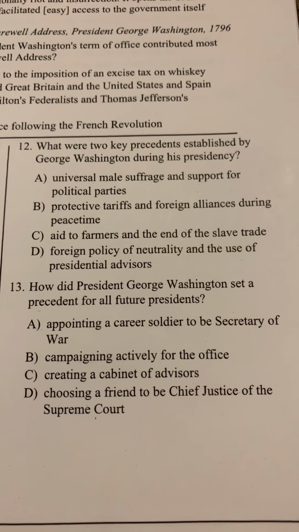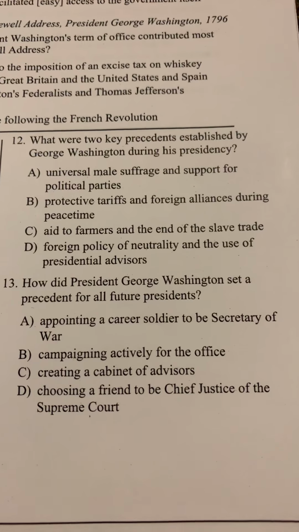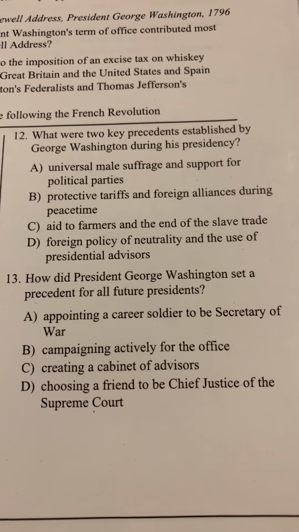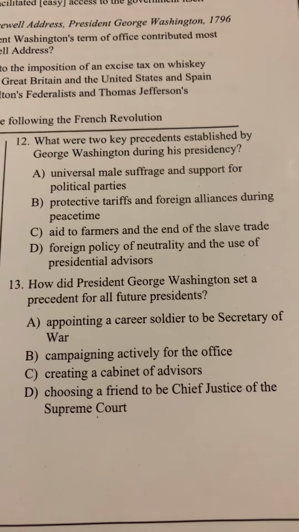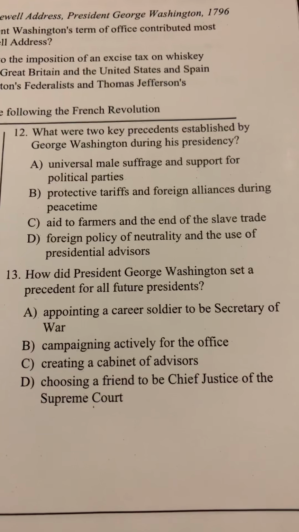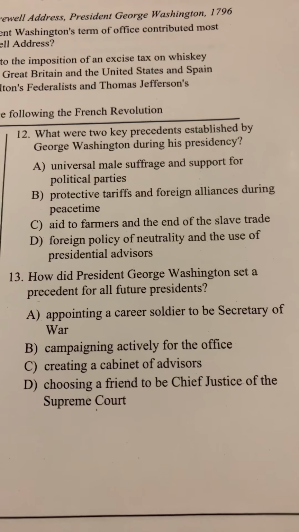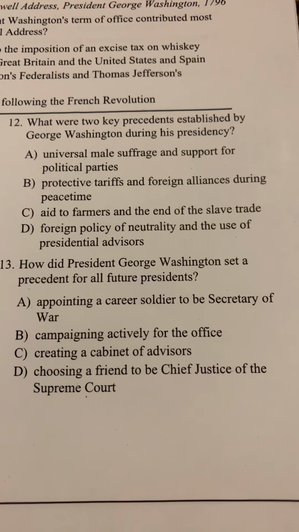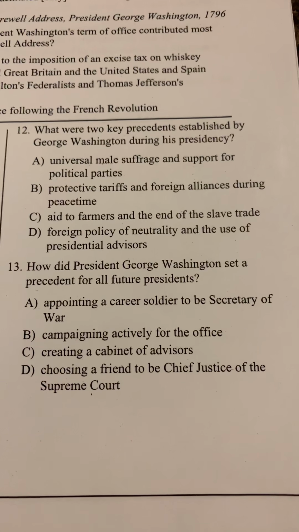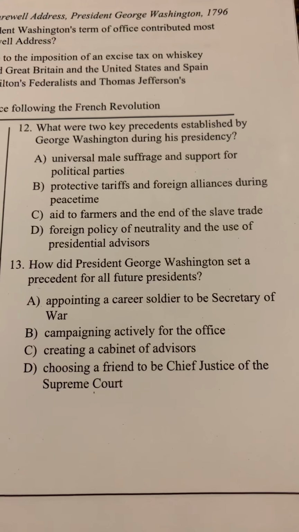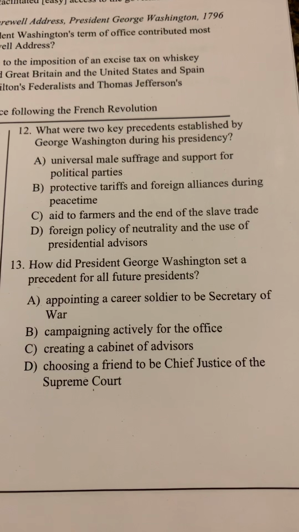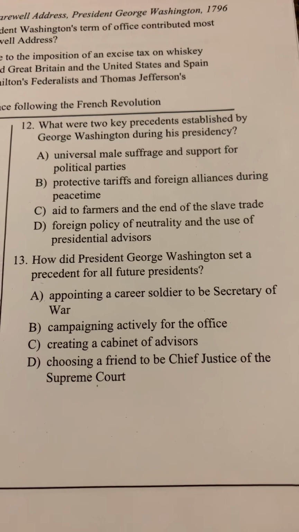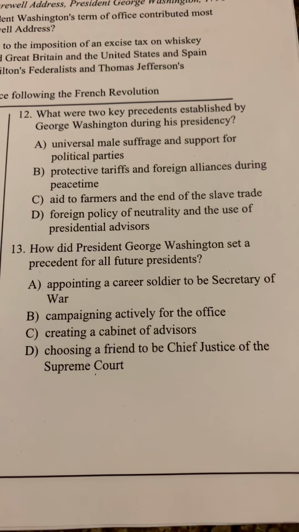Number 12. What were two key precedents established by George Washington during his presidency? A. Universal male suffrage and support for political parties. B. Protective tariffs and foreign alliances during peacetime. C. Aid to farmers and the end of the slave trade. Or D. Foreign policy of neutrality and the use of presidential advisors.